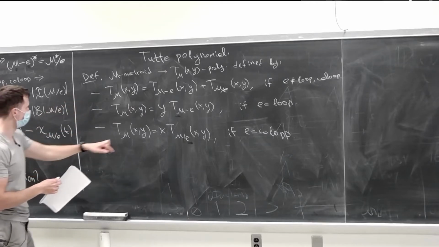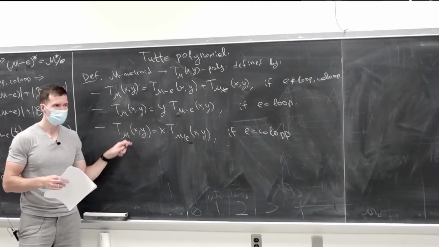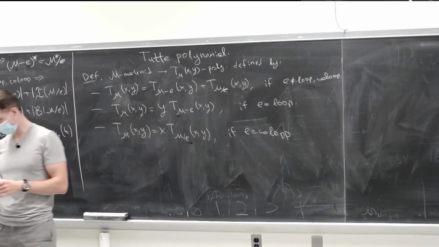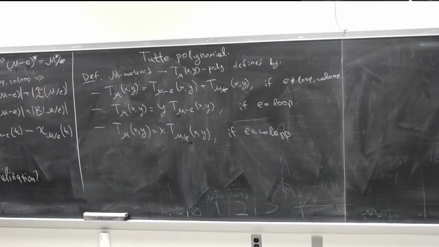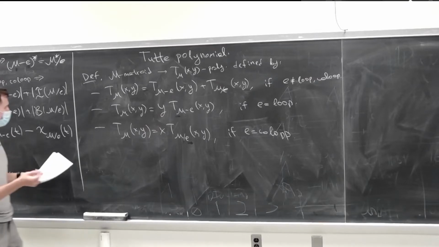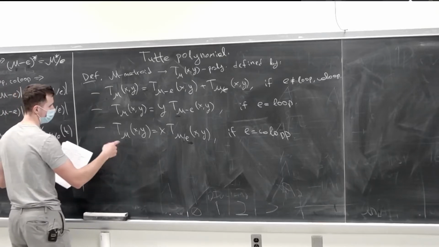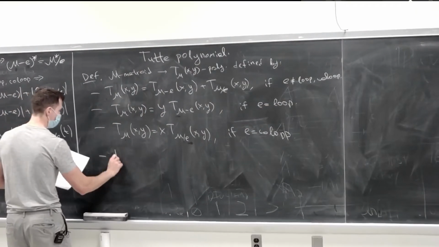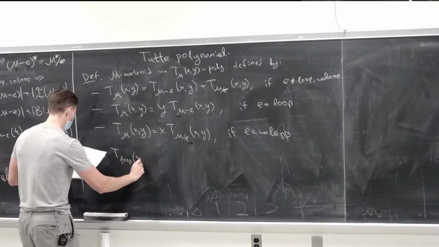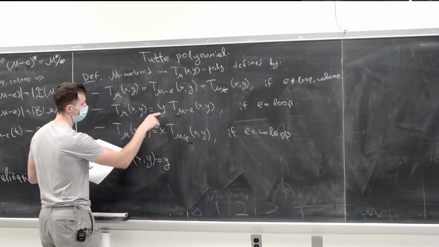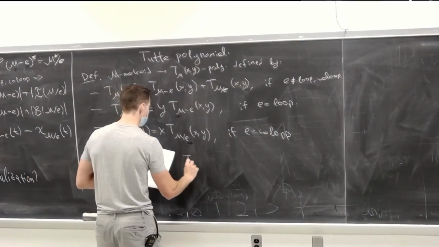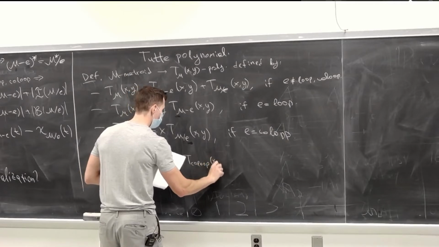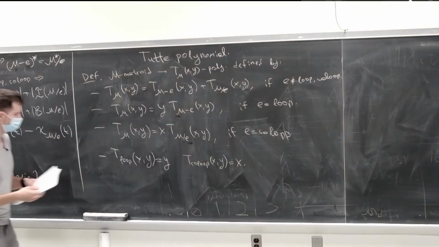The base case is when my matroid has a single element, right? So how many matroids on a single element can I get? Two. Which ones? Okay, right. So indeed, there are two possible matroids with a single element. That single element is going to be either a loop or a coloop. So T of a single loop at x, y is by definition equal to y. So y is responsible for loops. And T of a coloop at x, y is equal to x. And that's it.